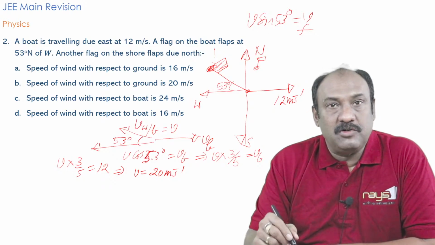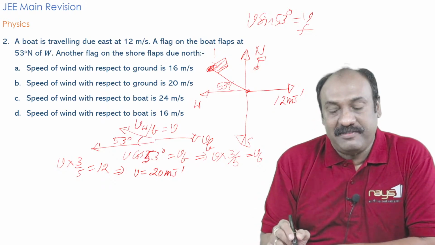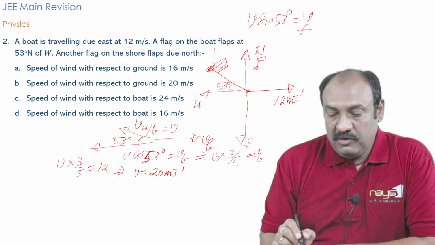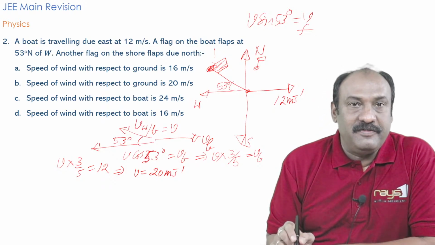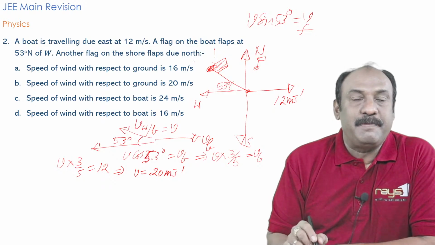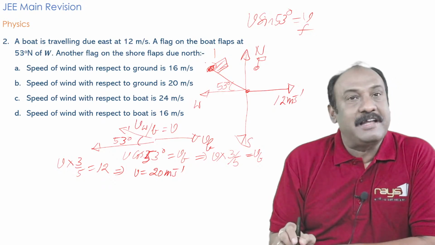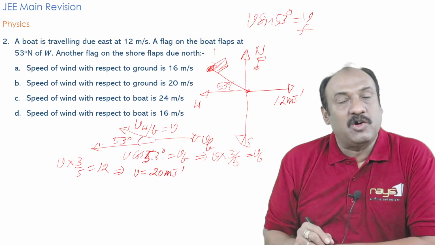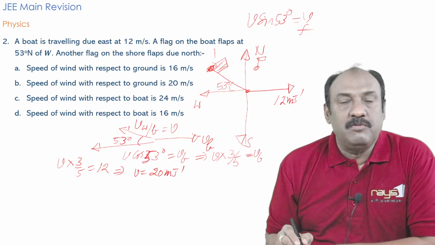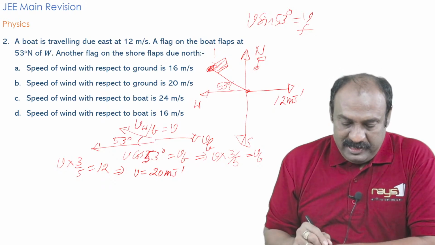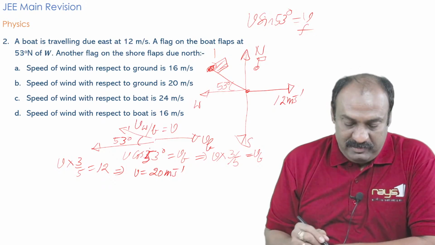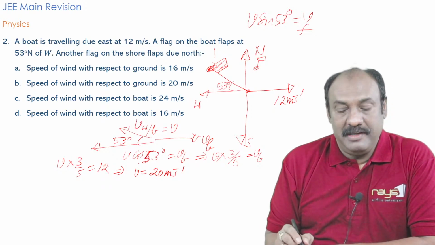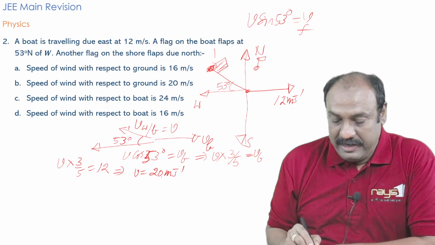Due to that, the flag on the boat flutters in a direction 53 degrees with the westward direction. So, I considered the velocity of the wind with respect to the boat, or the velocity of the boat with respect to the wind, in this direction as V. The component of this V in the westward direction is equal to the magnitude of the velocity of the boat in the eastward direction. So, V into cos 53, where cos 53 is 3 by 5, that is equal to sin 37, is equal to 12. From this, the velocity of the wind with respect to the boat I calculated as 20 meter per second.